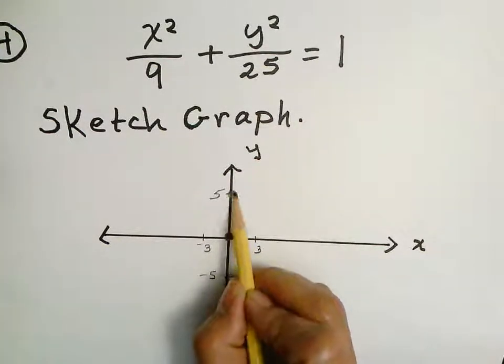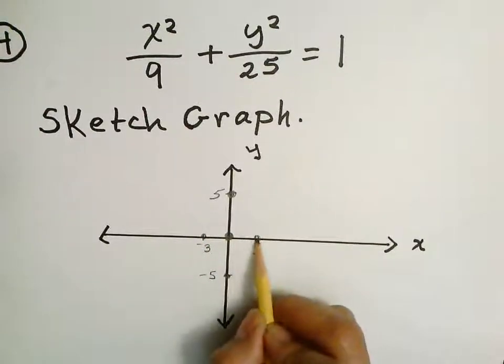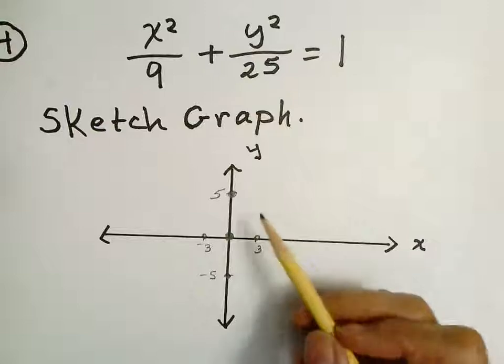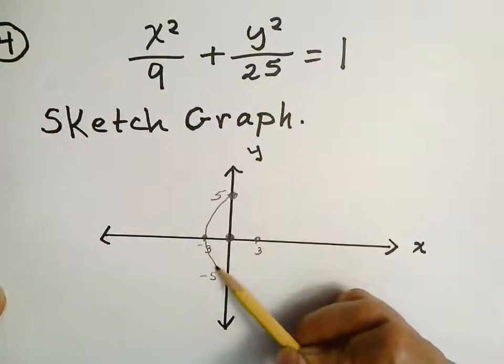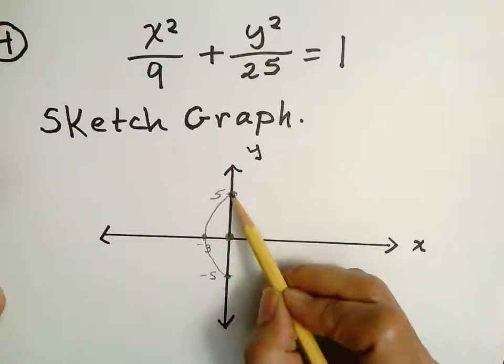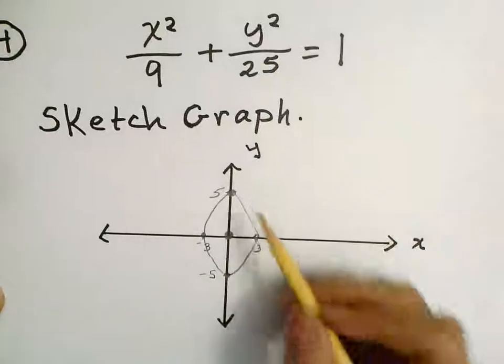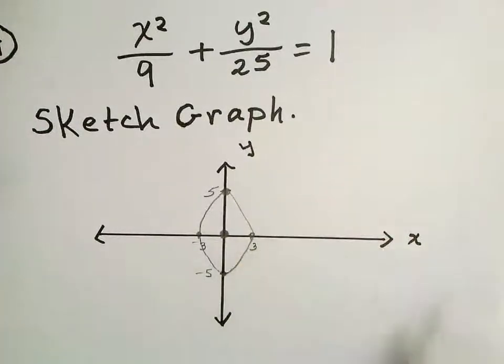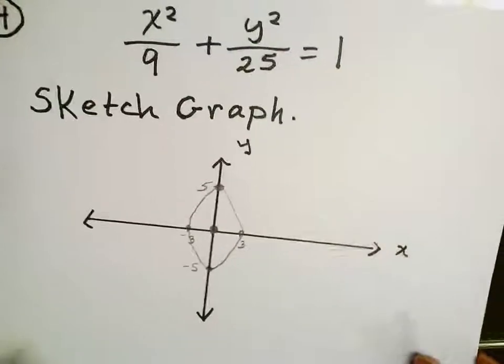Then we have these 4 dots on the outside. Then we're going to do a dot to dot for our ellipse. This is not too good of an ellipse, but this is basically how it's going to look. Okay, that is the graph of our ellipse.